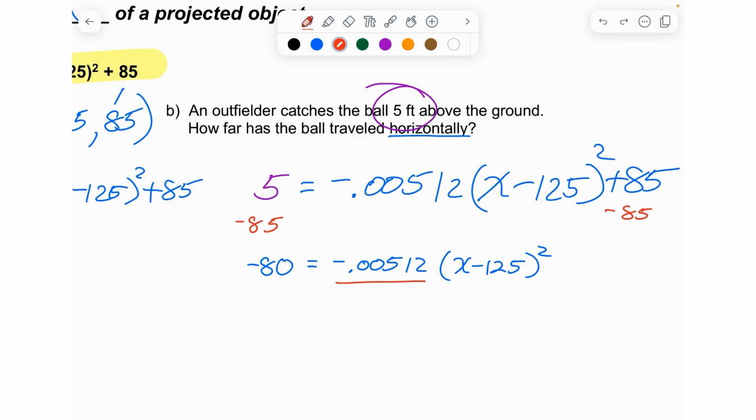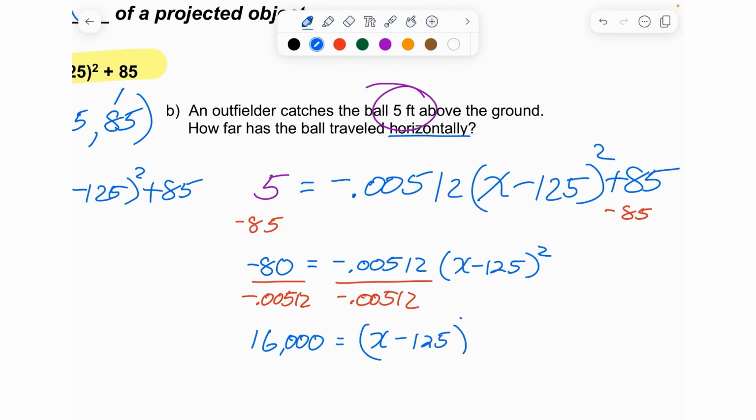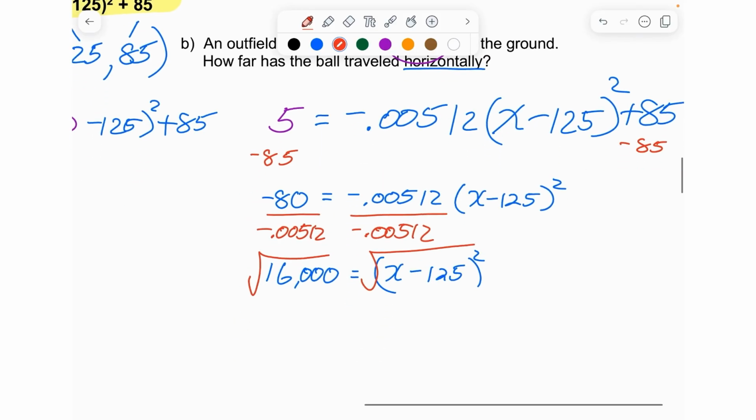So when I divide both sides by negative 0.00512, that negative 80 is going to turn into a nice round number, 16,000. Now 16,000 is equal to x minus 125 squared. And so here's kind of the key step in this problem. I'm going to do the square root of both sides. This is one of those equations where I can use a square root method.